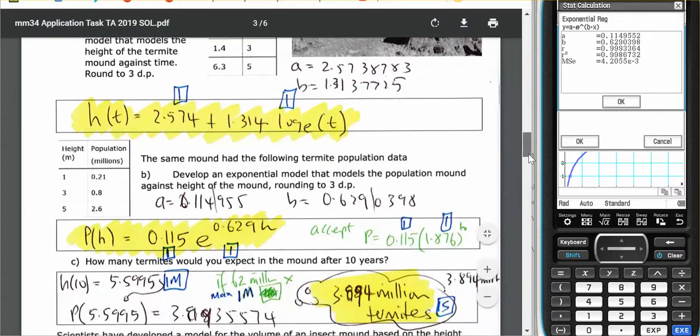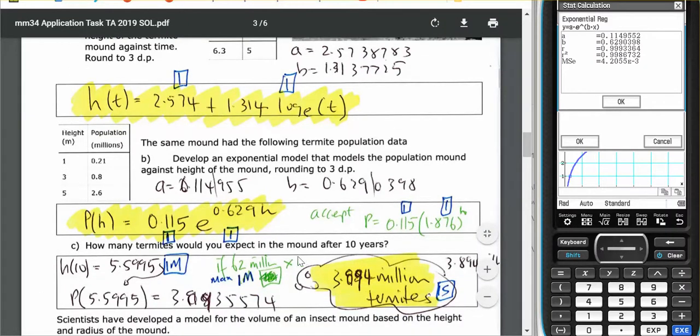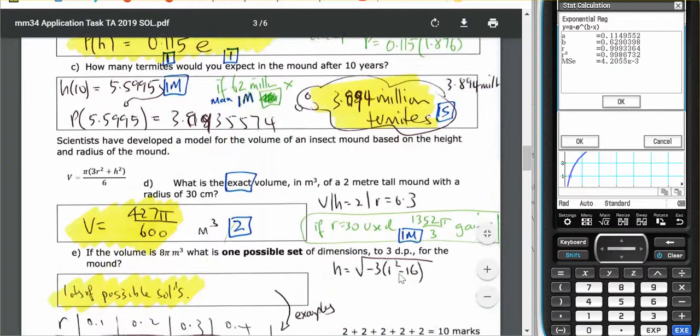The question is then asking, how many termites would you expect in the mound after 10 years? Well, I need to put 10 where the t is, and then that h value I place in here for the h value. So when I put 10 into here, I get 5.599, and then when I place that into the p-value, this is what I end up with, so 3.894 million termites.